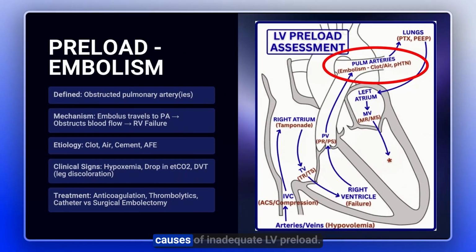Next, let's keep moving down the causes of inadequate LV preload. Let's look at embolism as the cause. This is defined as obstructed pulmonary artery or arteries, where an embolism would travel to the pulmonary artery and obstruct blood flow, causing RV failure and also causing underfilling of that left ventricle.